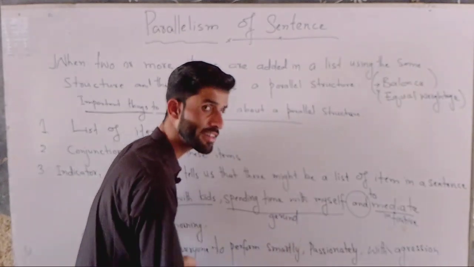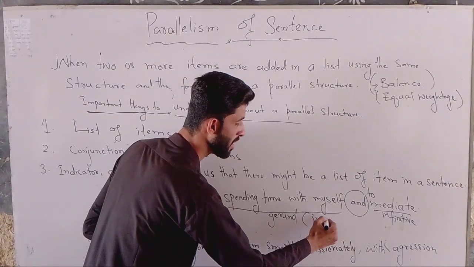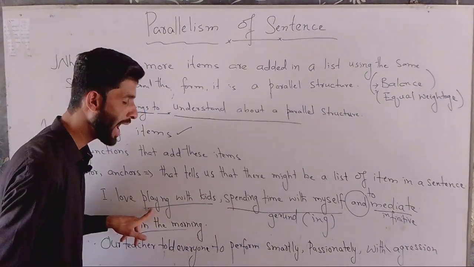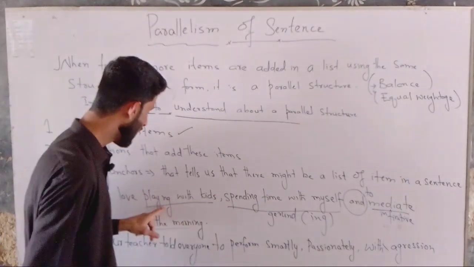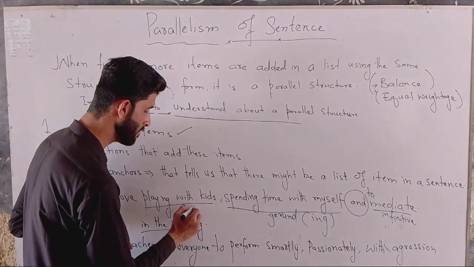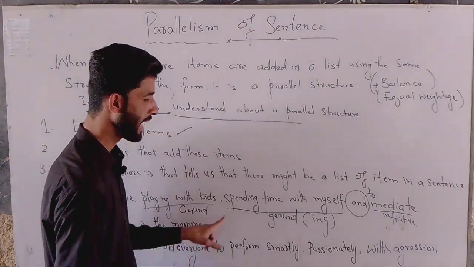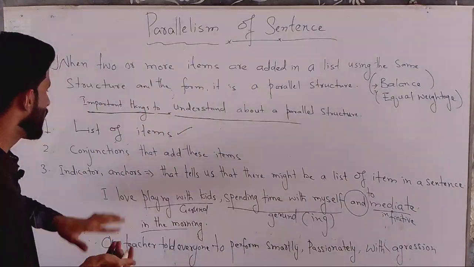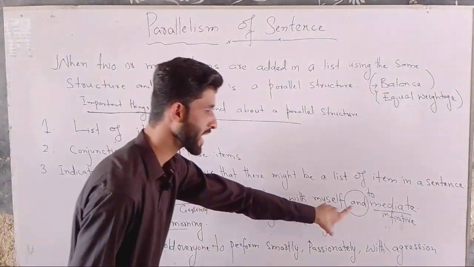What is the meaning of gerund? It is used in the form of -ing, such as spending, such as planning. So if we have used the -ing form, that is gerund form. And the other is in infinitive form. So we have to take care of conjunctions.